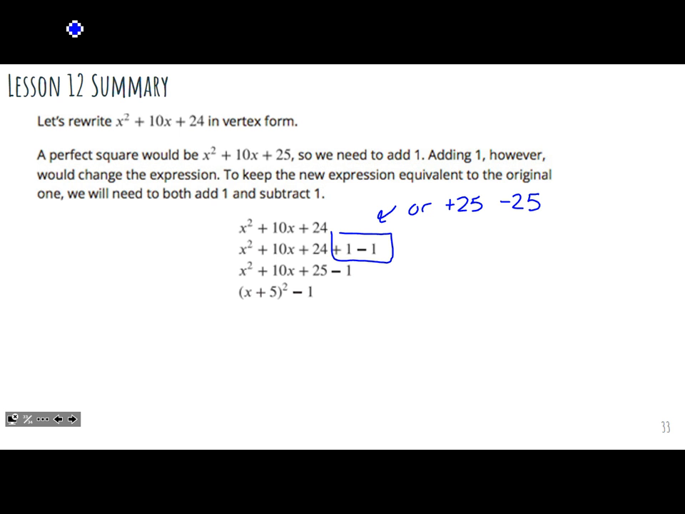All right. Okay, that's a nice little video just illustrating this process, and that's the rest of our completing the square unit.